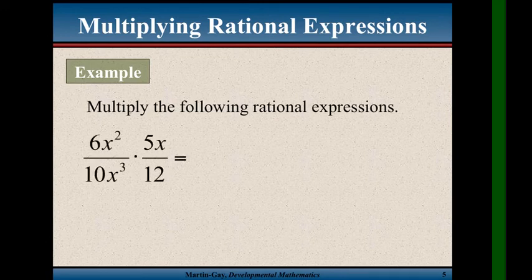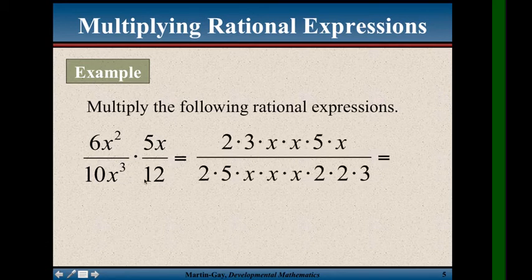Another example. Multiply the following rational expressions. We have 6x squared times 5x over 10x cubed, then times 12. What do we do here? We factor out all of them first. The 6 becomes 2 times 3, x squared is xx, then 5x. We have dots in the middle, which is a multiplication symbol. Over the 10, we have 2 times 5, x cubed, then 12, which can be 2 times 2 times 3, or 4 times 3. It's up to you. After that, we can cancel.